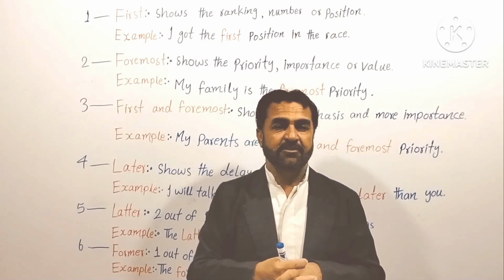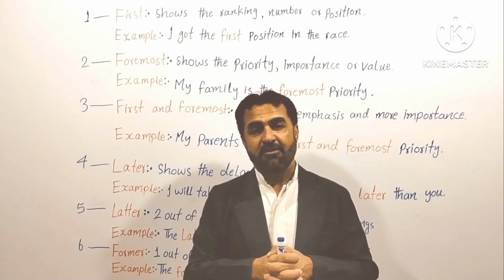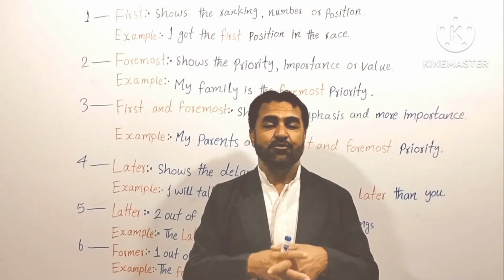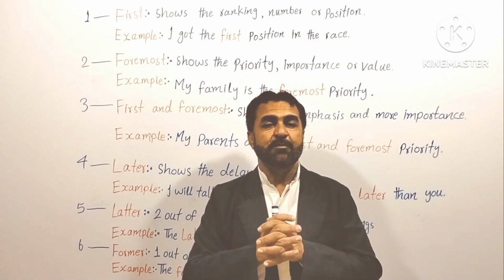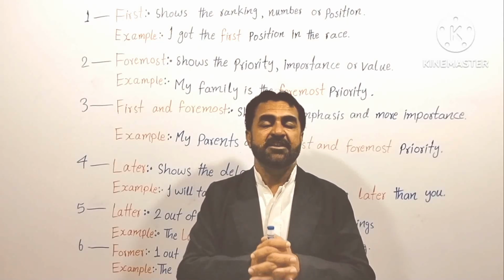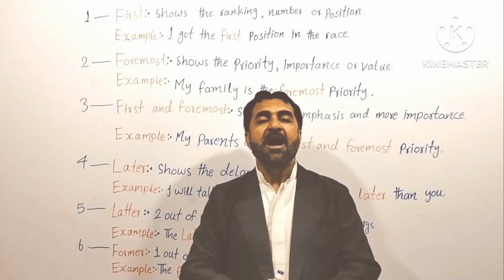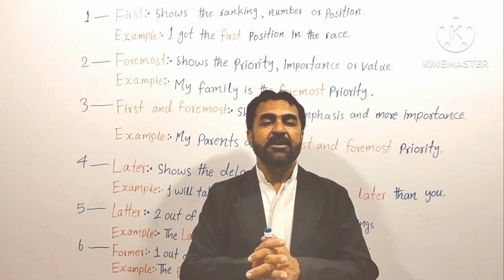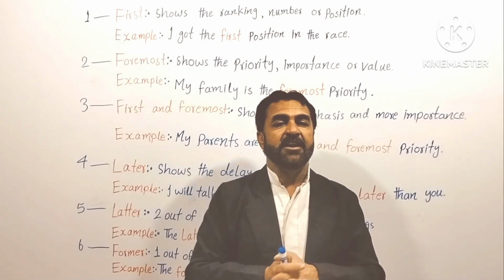On them means all of them, my children, my wife, but family is a collective noun, so we say on it. My family is the foremost priority for me, or to me, that I should spend on it.